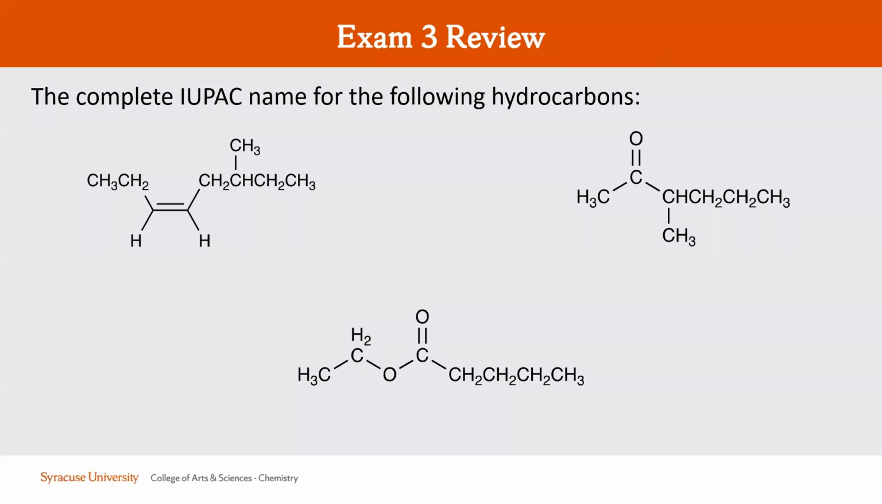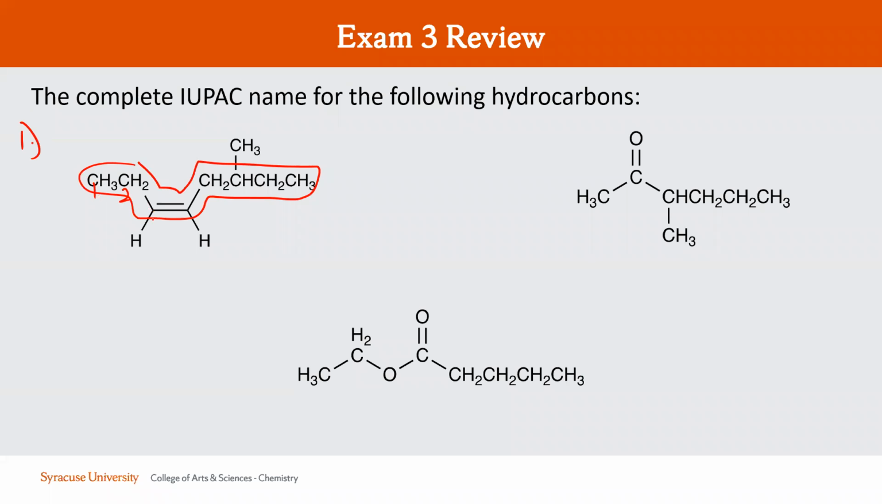All right, so we'll do the first one. The first one here is an alkene. So we want to find the longest continuous carbon chain that includes the double bond. You want to count this from the left or from the right? I want to count this from the left because we want the double bond to have the lowest number possible.